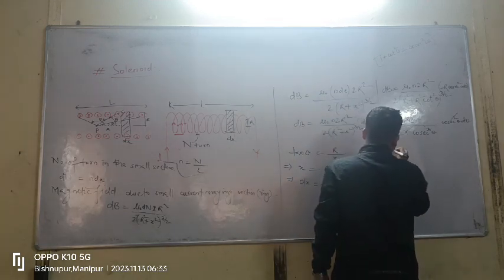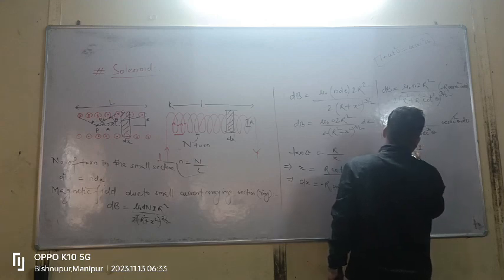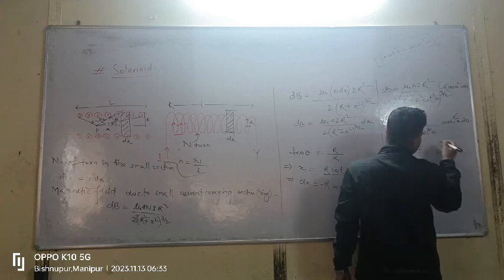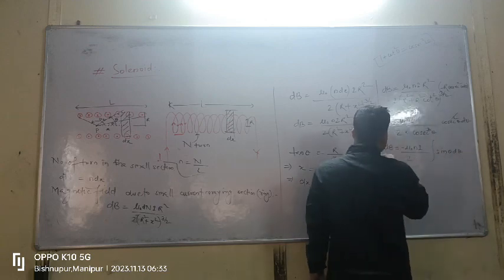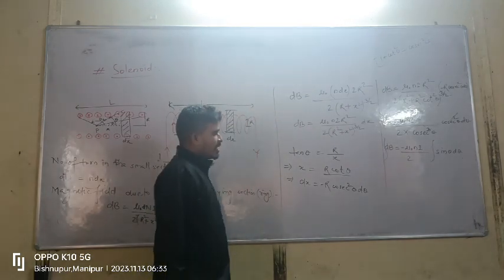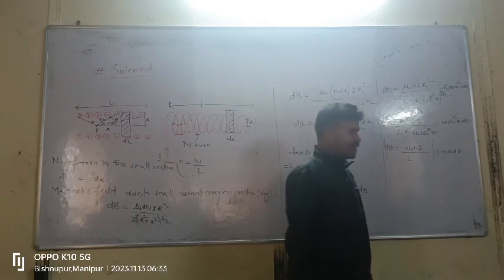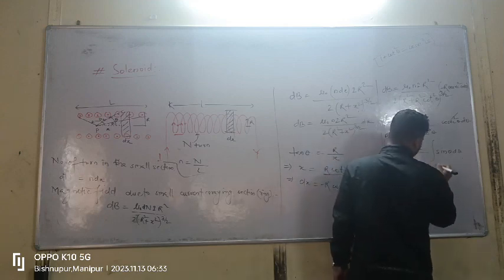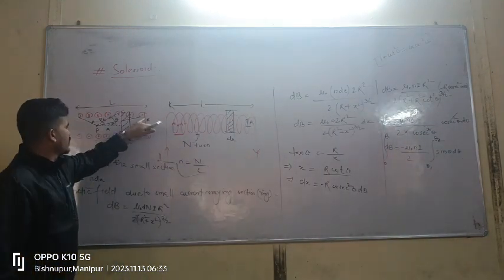What is dB here? Minus mu naught n I upon 2. What about this? It is 1 by cosec, which means sin theta. I want to integrate it now. Why did I take this out? Because these are constant, so let's take them out. What about the limit? Theta 1 to theta 2.